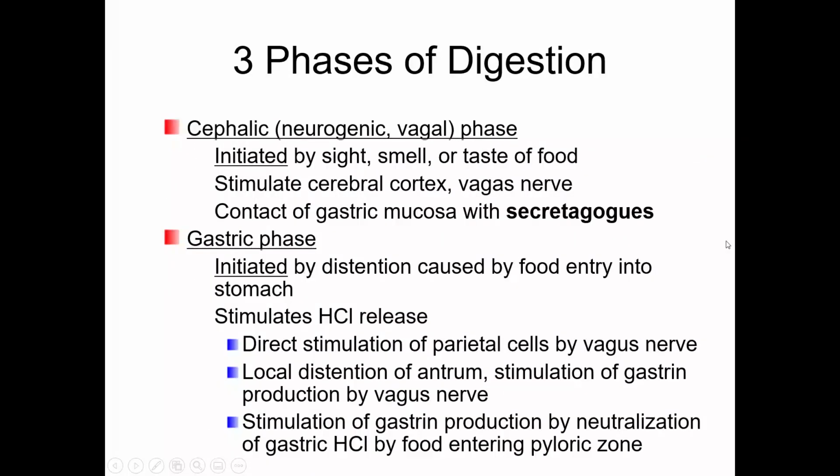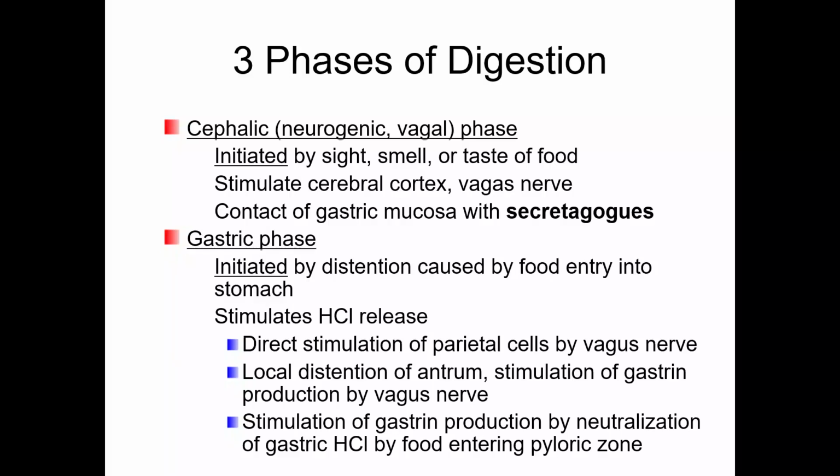There are 3 phases of digestion: the cephalic, gastric, and intestinal phases. The cephalic phase is when you first smell or taste food, you start to get watery mouth, and that's the neurogenic and vagal phase of digestion. Once food is in the mouth, it stimulates the swallowing reflex, and then food will be swallowed down into the stomach, and those peristaltic contractions through the esophagus occur to get the food into the stomach.